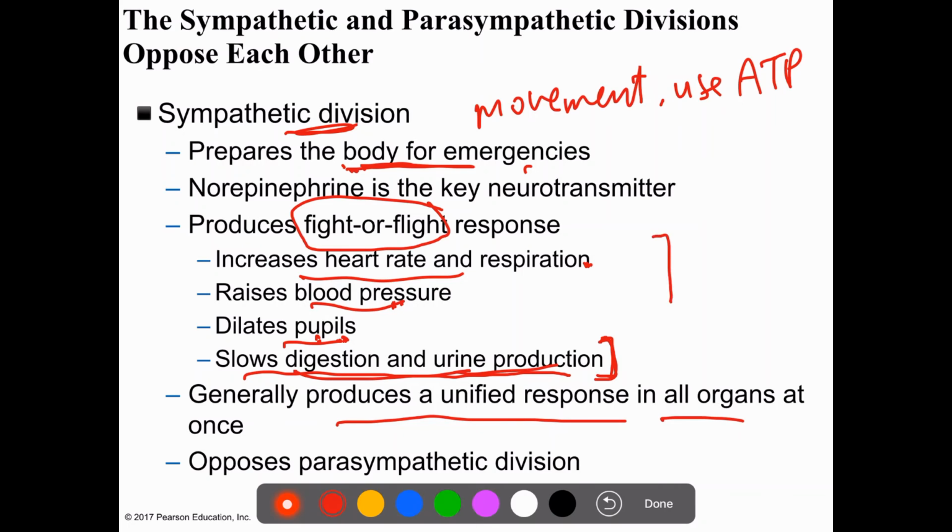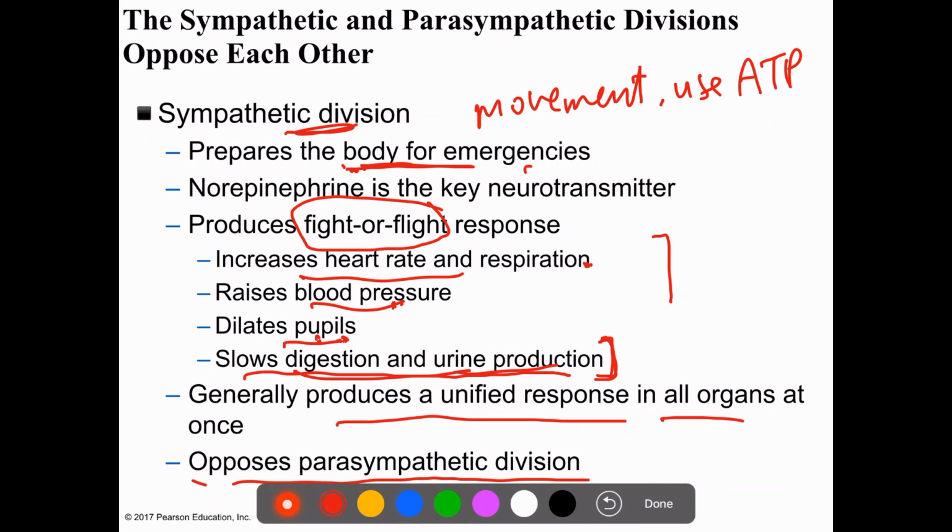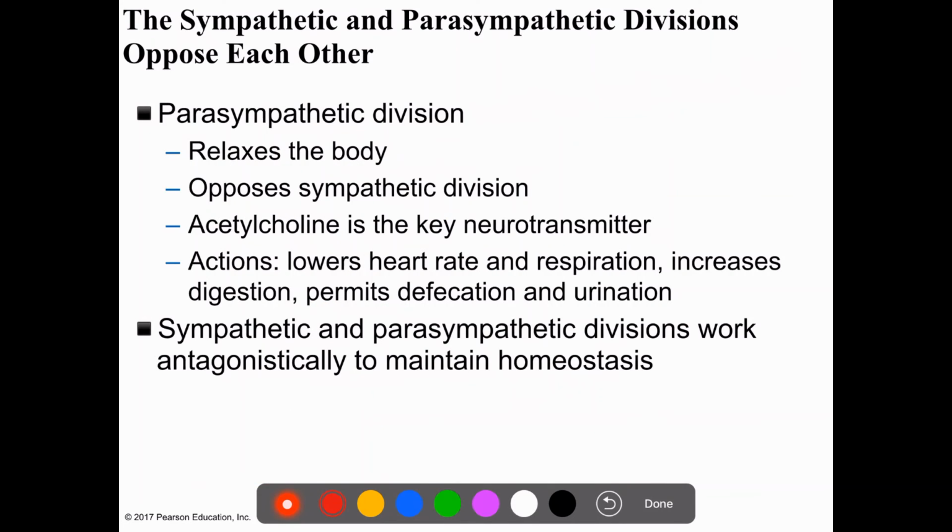How do we oppose it, or how do we stop it? By the parasympathetic division. The parasympathetic division, in general, conserves energy. It is for resting and digesting. So over there, it was fight or flight. This is rest and digest.